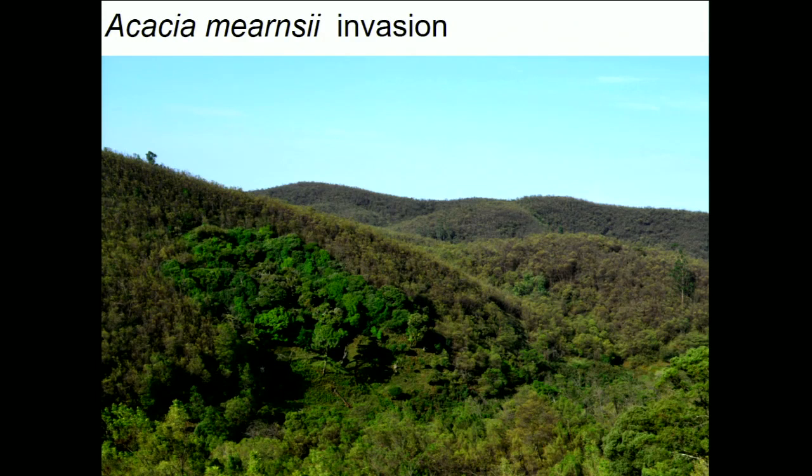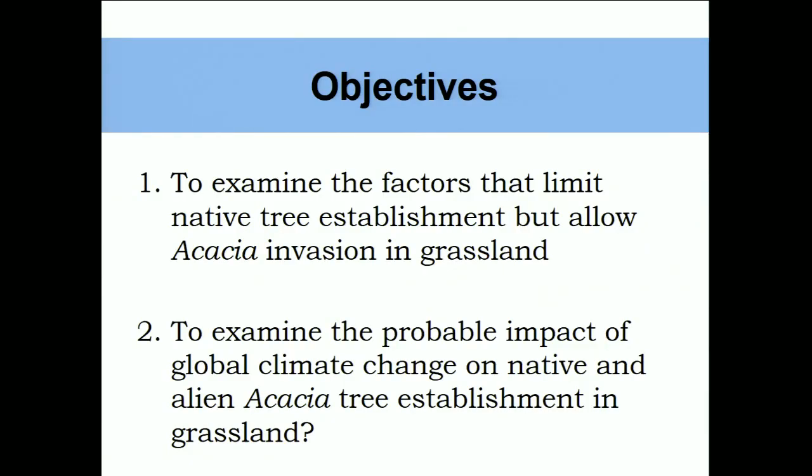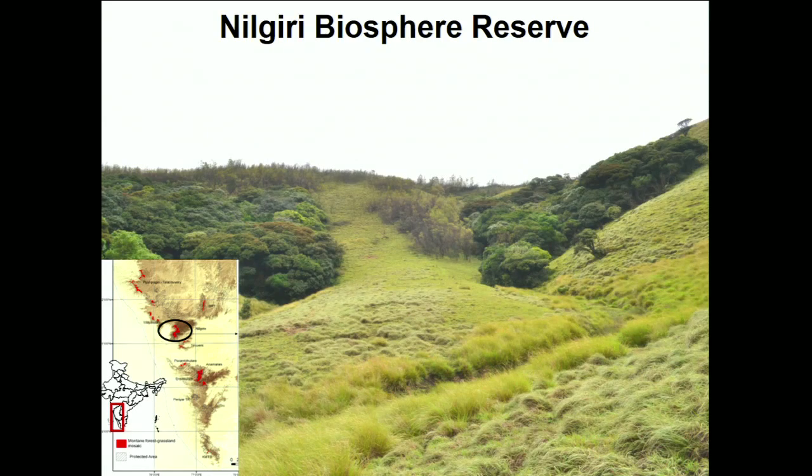In this context, we ask a question: what limits these native trees from establishing in adjoining grassland, but does not limit invasive acacia from establishing and invading the same grasslands? And what could be the probable impact of global climate change on this native and invasive acacia establishment in these grasslands? To address these questions, I selected the Nilgiri Biosphere Reserve as my study area, which harbors relatively large tracts of forest grass mosaics, and also here the invasion by acacia has become a serious issue of concern.